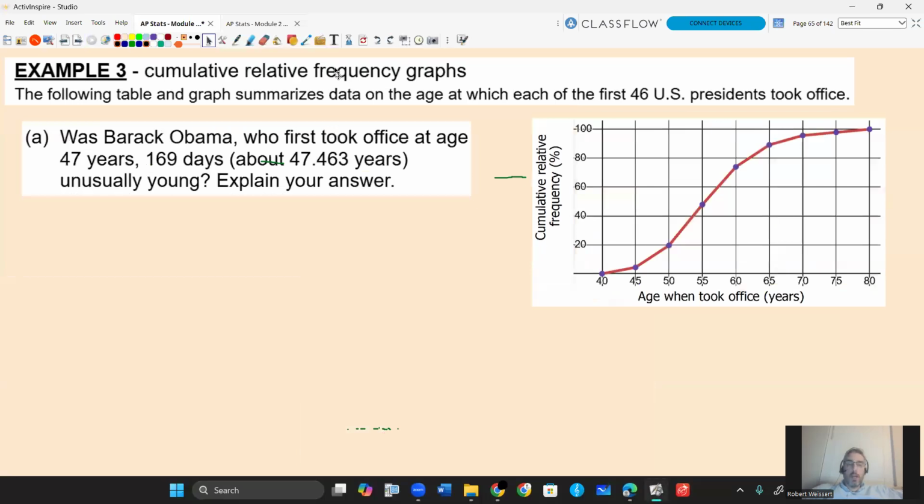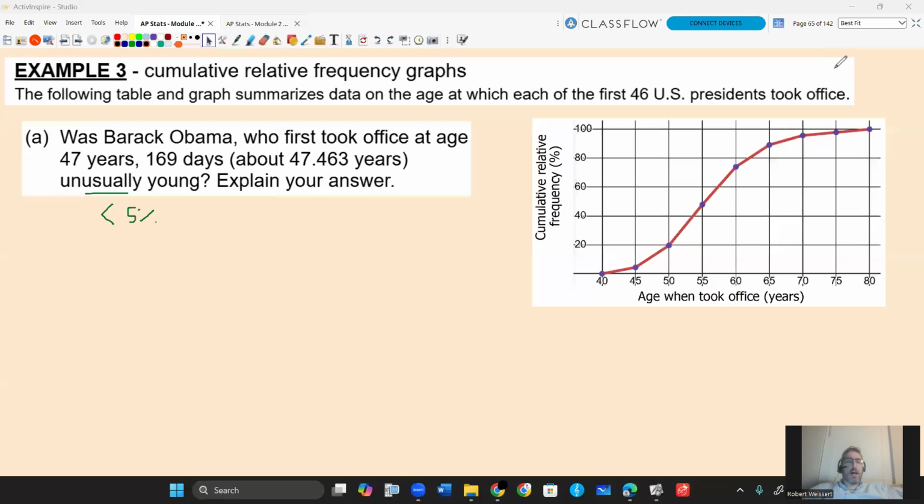Here's the question. Part A. Was Barack Obama, who first took office at age 47 years, 169 days, which is about 47 and a half years, unusually young? Explain your answer. Now, it is on the younger side, but was it unusual? In other words, was it less than 5% unusual? That's kind of where we're going with that.